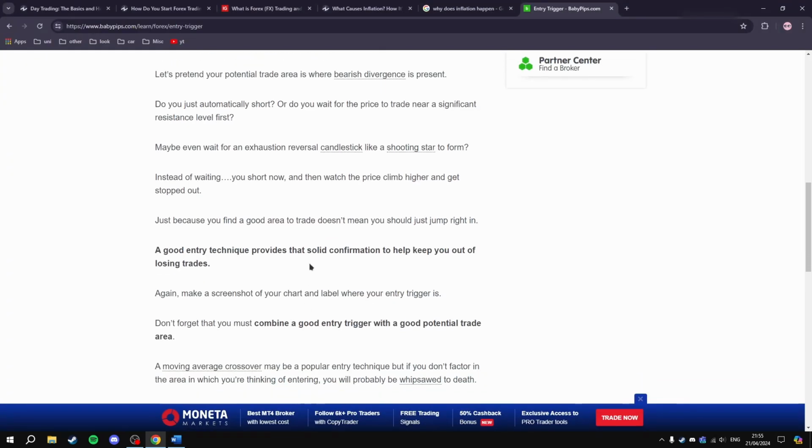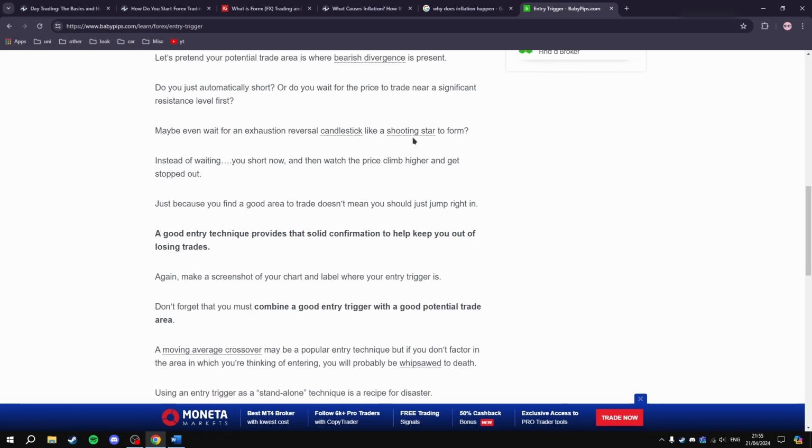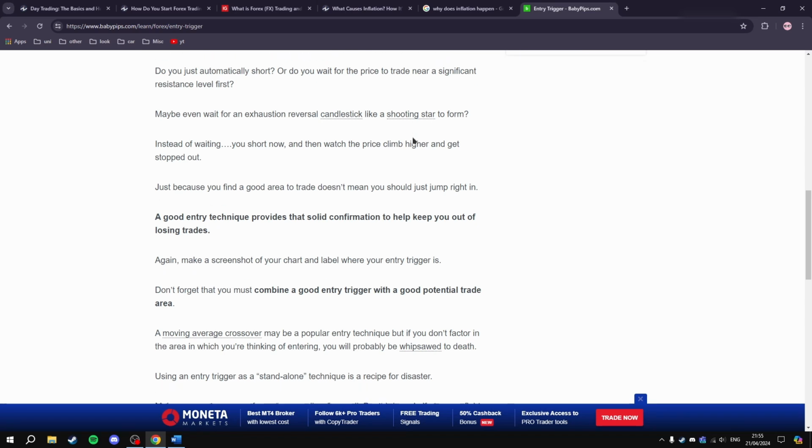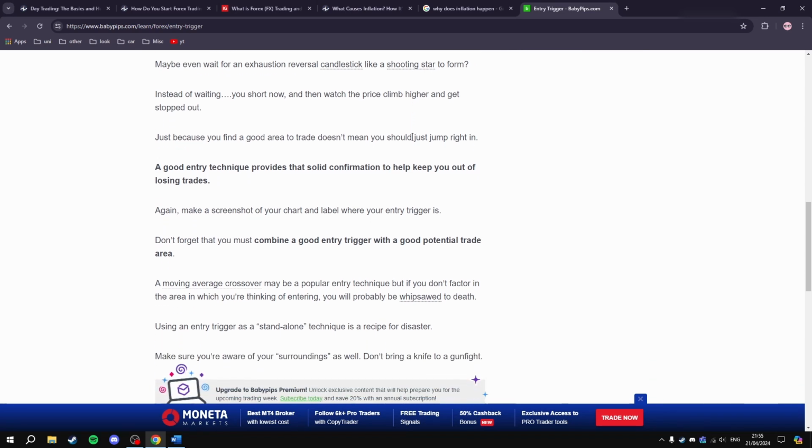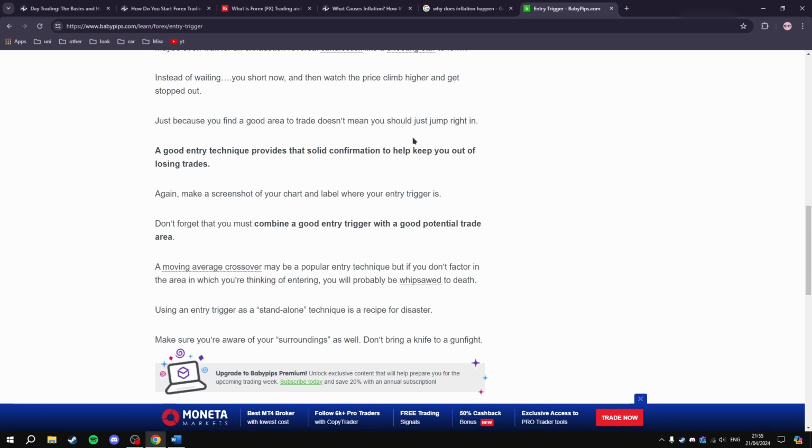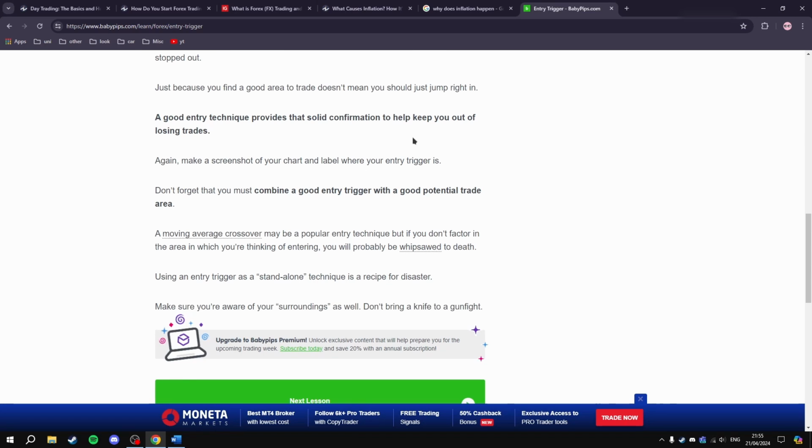Let's pretend your potential trade area is where bearish divergence is present. Do you just automatically short, or do you wait for the price to trade near a significant resistance level first? Maybe even wait for an exhaustion reversal candlestick, a shooting star, to form. Instead of waiting, you short now, and then watch the price climb higher to get stopped out. Just because you find a good area to trade doesn't mean you should just jump right in.